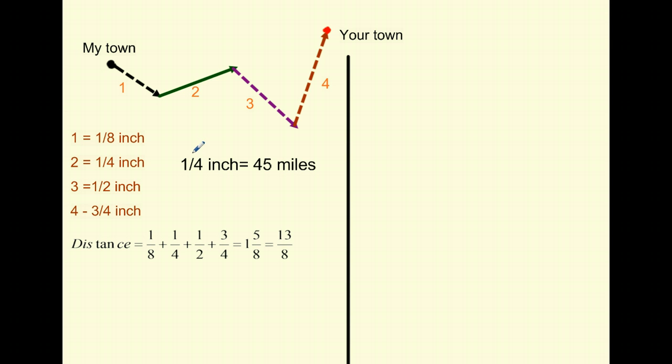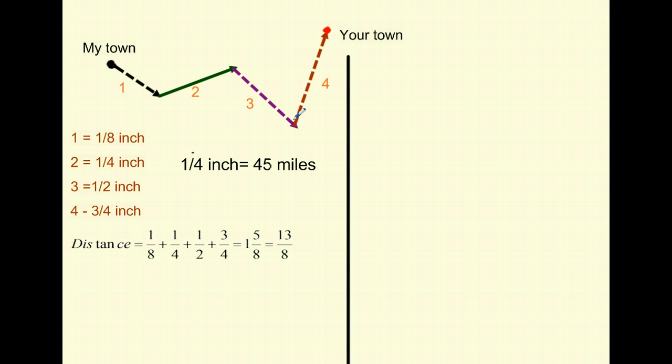Okay, let's take another map problem. And rather than a direct route from my town to your town, let's say I have to travel down several different roads. And I measure from my town to your town, the first road, and it measures 1/8 of an inch. Then at the end of that road, I have to get on another straightaway, and the second road is 1/4 inch. I measure, and then I have to get on another road going in a different direction, and I measure 1/2 of an inch.